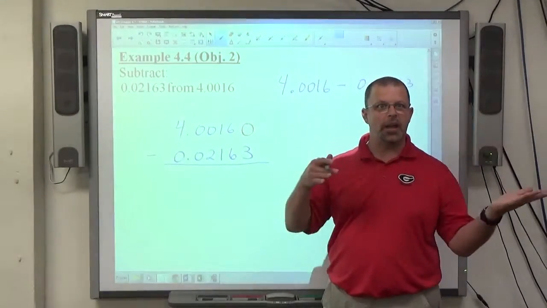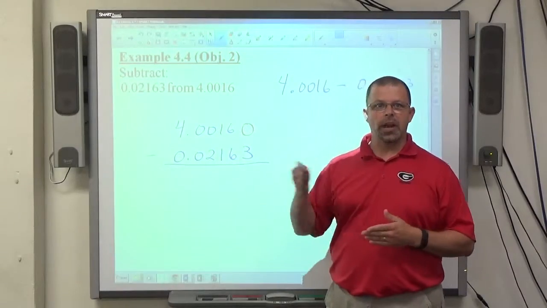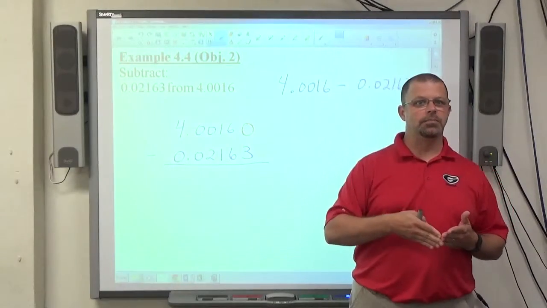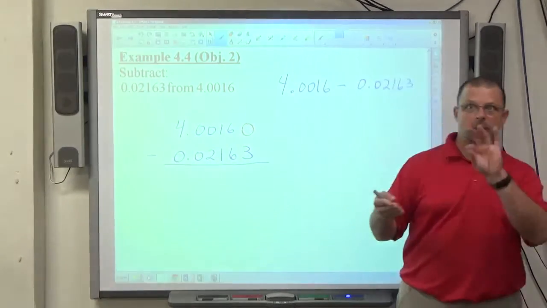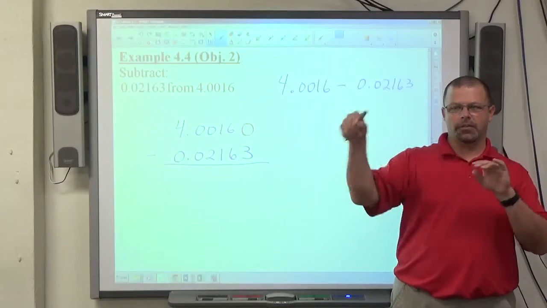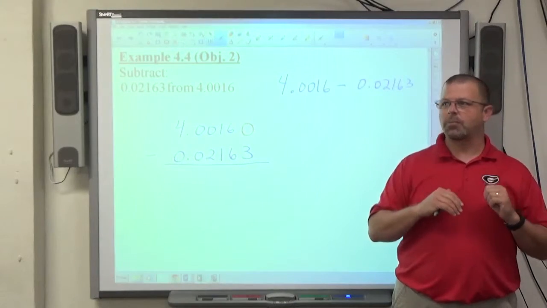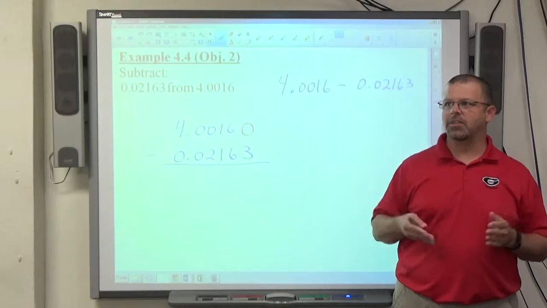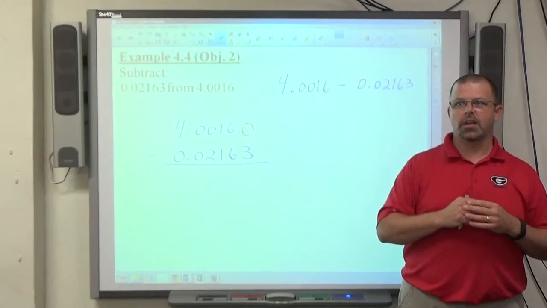You take 1 and you add 10. The reason we add 10 is because we're in a decimal system. It's a base 10 system. If I was in a base 8 system, I'd borrow 1 from here and add 8. If I was in a hexadecimal system, that's a base 16, take 1 from here, add 16.